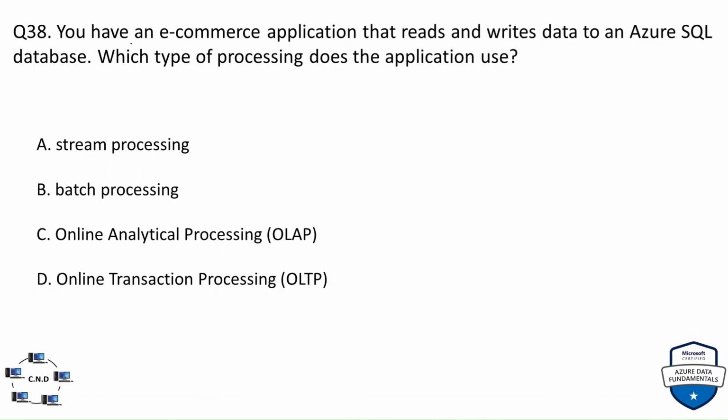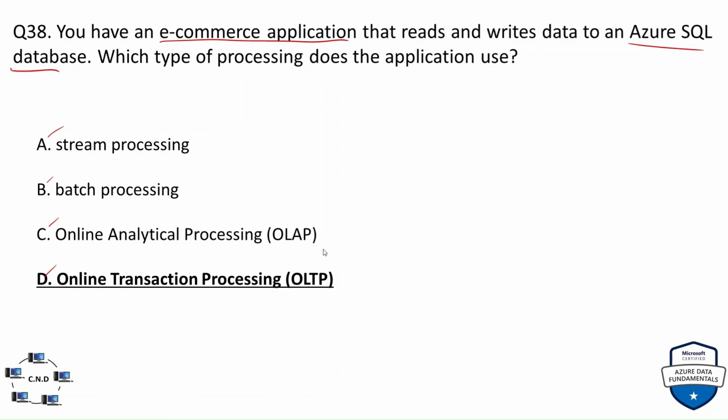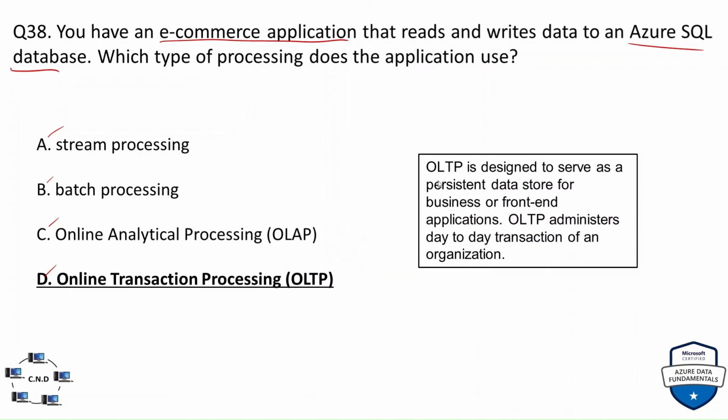Question number 38 is that you have an e-commerce application that reads and writes data to an Azure SQL database. What type of processing does the application use? Options are A, stream processing, B, batch processing, C, online analytical processing, and D, online transaction processing. And the correct option is online transaction processing. So, OLTP or online transaction processing is designed to serve as a persistent data store for business or front-end applications. OLTP administers day-to-day transactions of an organization.